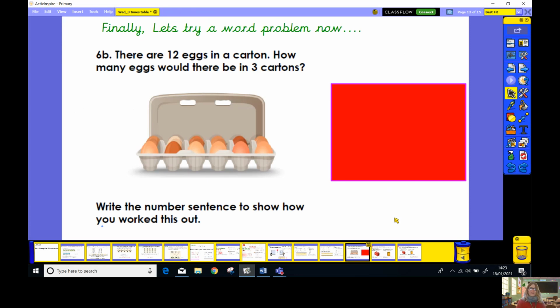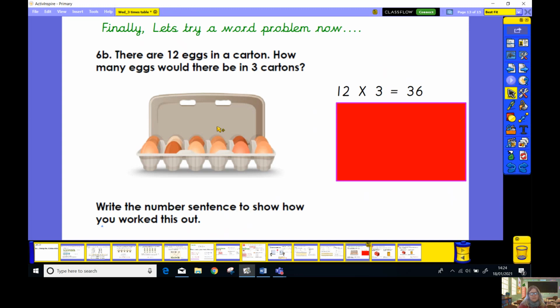Excellent. Okay, finally, let's try a little word problem. There are 12 eggs in a carton. How many eggs would there be in 3 cartons? Pause the video to work out the number sentence that you would write to work this calculation out. Well done. Now, hopefully, you have come up with this answer. There are 12 eggs in 1 carton. Therefore, in 3, there would be 36, because 12 multiplied by 3 equals 36.